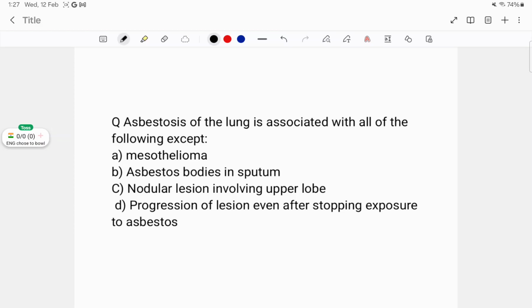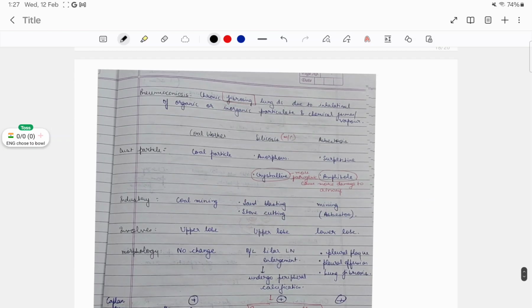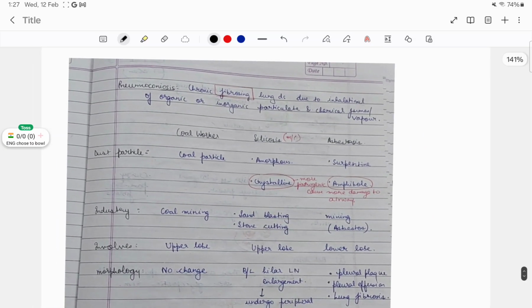So this is a very important topic, that is pneumoconiosis. I have seen this topic being repeated more commonly in INICET. So in this question, first, these are my notes of path. What is pneumoconiosis? Pneumoconiosis is chronic fibrosing lung disease due to inhalation of organic or inorganic particulate and chemical fumes and vapors. So asbestos, there are two types of fibers in asbestosis.